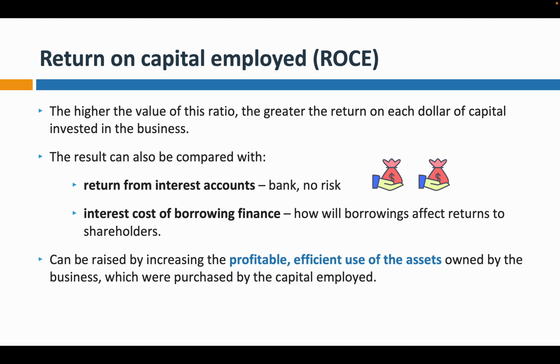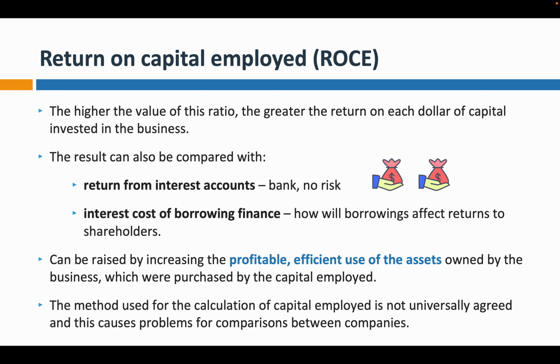And the idea is that the return on capital employed can be raised by increasing the profitable, efficient use of the assets owned by the business, which were purchased by the capital employed. If we are, for example, owning some assets which are not as useful, that we're not using efficiently, then it might be a good idea to sell these assets, because as a result, this is going to increase our return on capital employed. It is going to increase this primary efficiency ratio that a lot of investors are looking at.